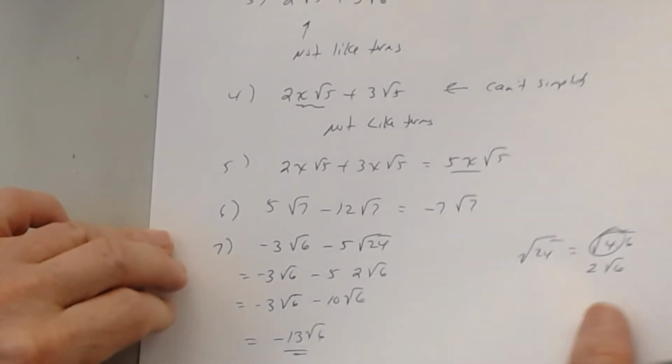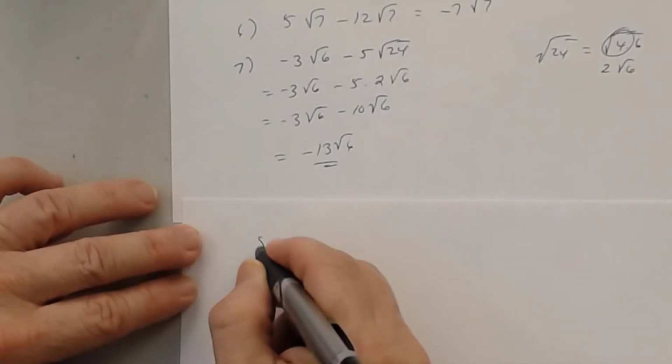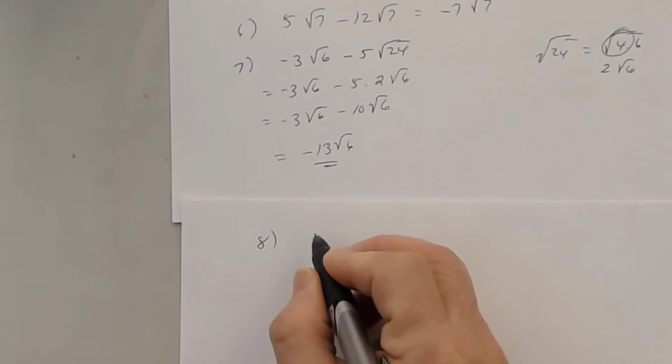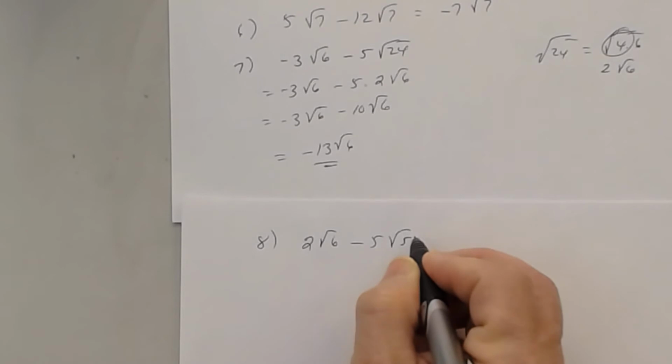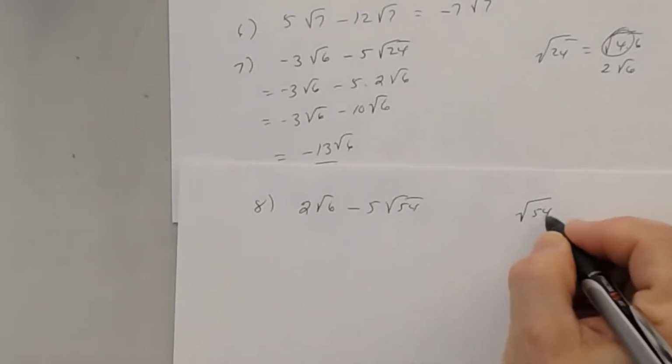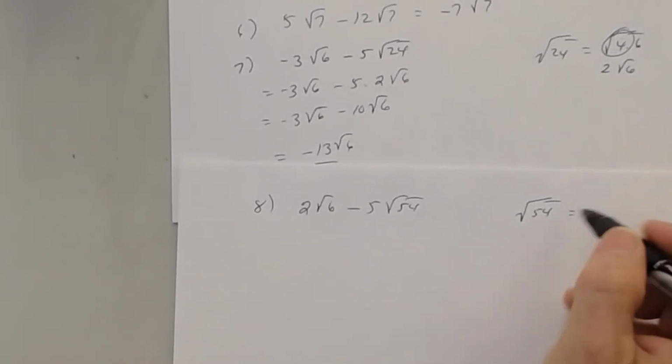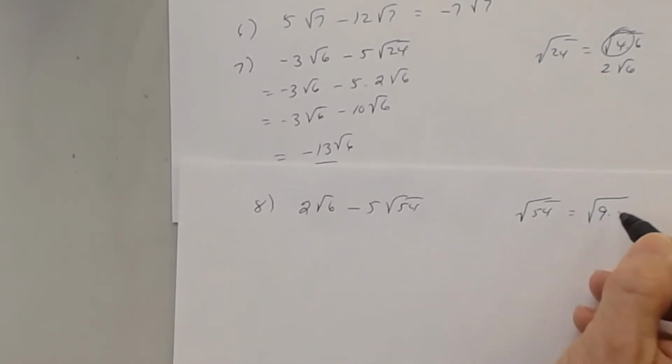All right, let's look at number 8. I have 2 square root of 6 minus 5 square root of 54. Is there any of those I can simplify? Which one? Square root of 54. So I'm going to go off to the side and figure out what the square root of 54 is. What perfect square goes into 54? That's 9 times 6. What's the square root of 9? That's 3 square root of 6.